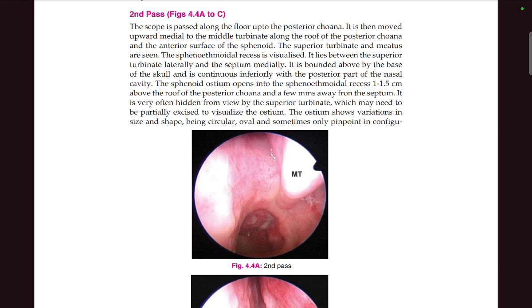It is bounded above by the base of the skull and is continuous inferiorly with the posterior part of the nasal cavity. The sphenoid ostium opens into the sphenoethmoid recess 1 to 1.5 centimeters above the roof of the posterior choana and a few millimeters away from the septum. It is very often hidden from the view by the superior turbinate, which may need to be partially excised to visualize the ostium. The ostium shows variations in size and shape, being circular, oval, and sometimes only pinpoint in configuration.